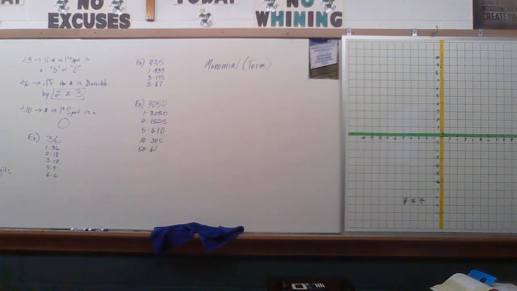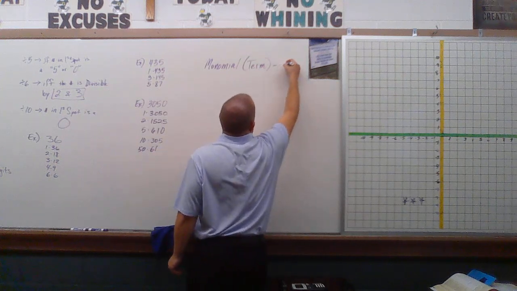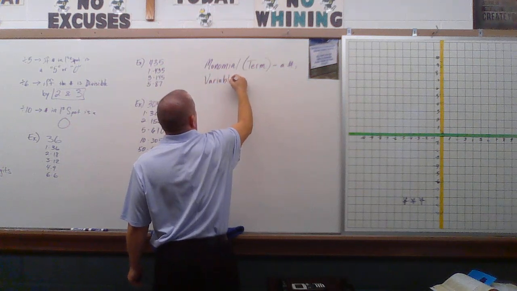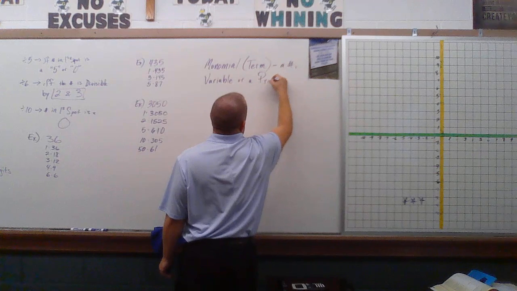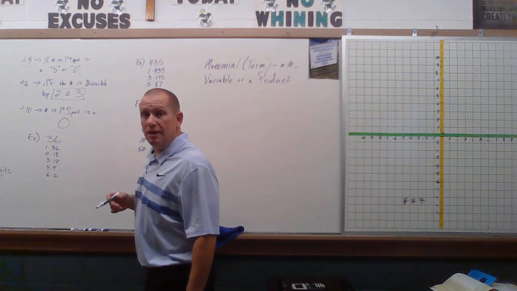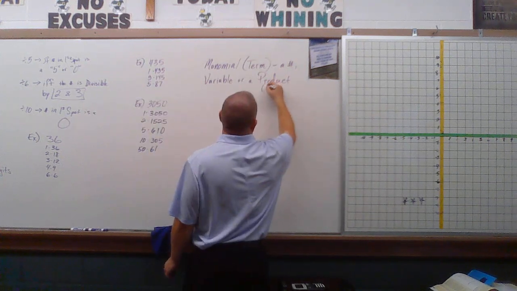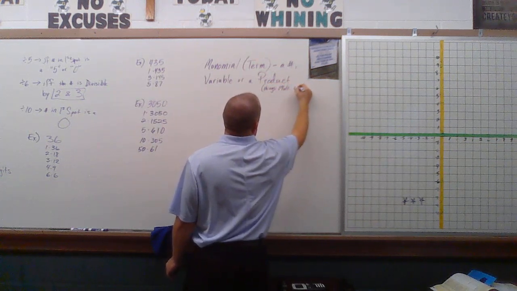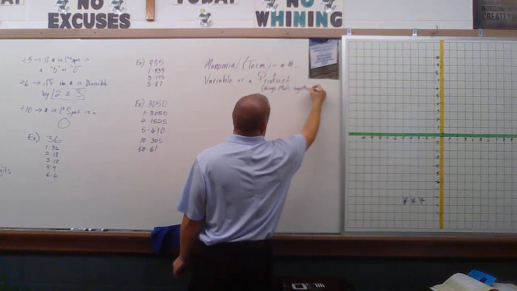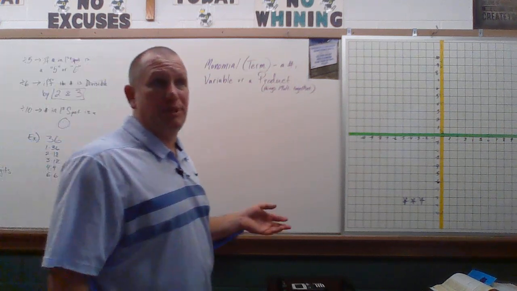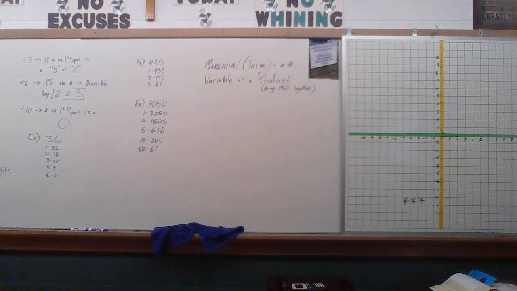A number, variable, or product. A number, a variable, or a product. What do I mean by a product again? Like an answer to a multiplication. Yeah, so these are things multiplied together. It could be a number, it could be a variable. How do I show that a number and a variable are multiplied together? Put them right next to each other.